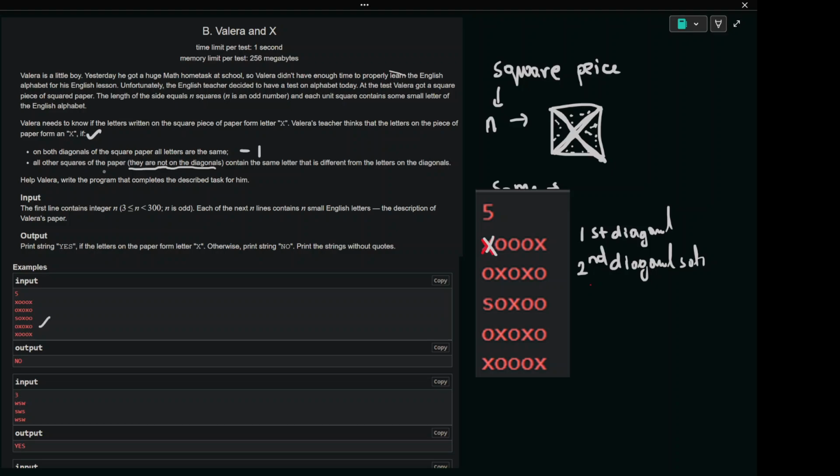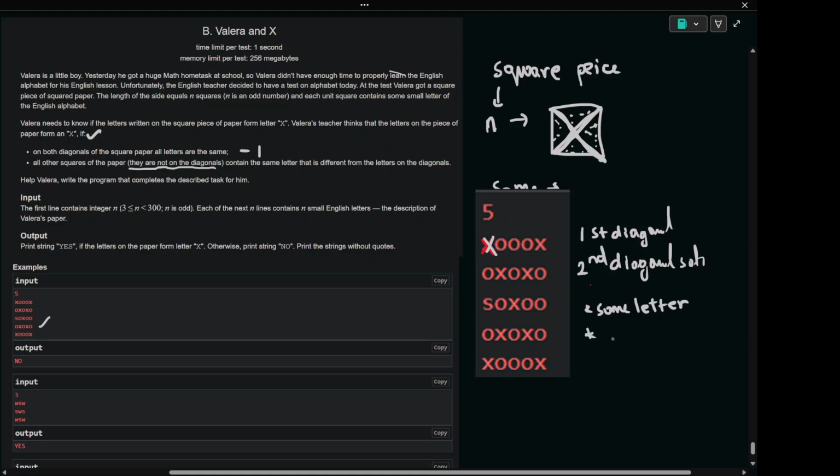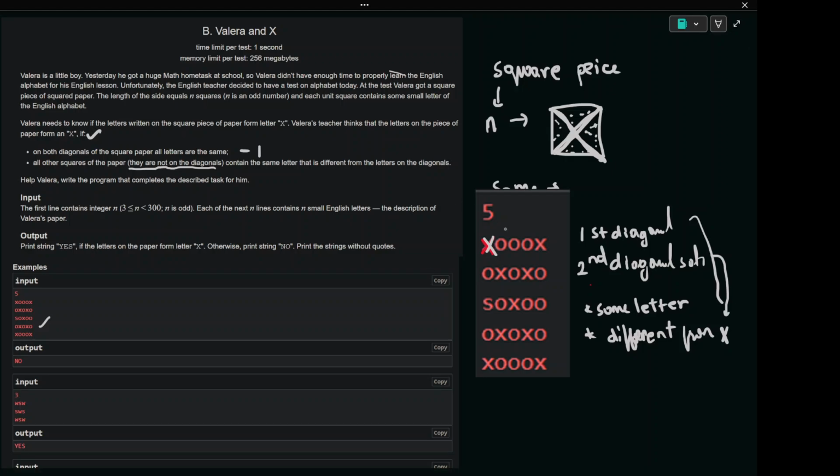That all other squares of the paper, they're not on the diagonal, so all other squares contain the same letter that is different from the letters on the diagonal. So it should contain the same letter, as well as it should be different from the x. In this case, whatever the characters were on the first and second diagonal, it should be different, right? So let's check.